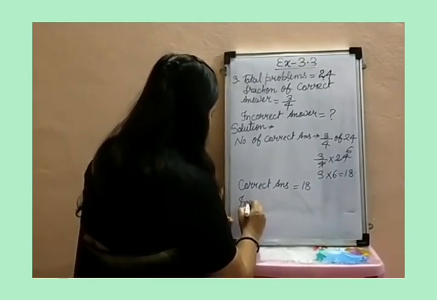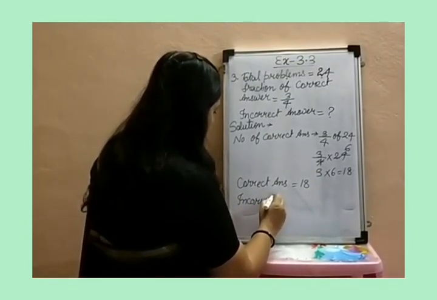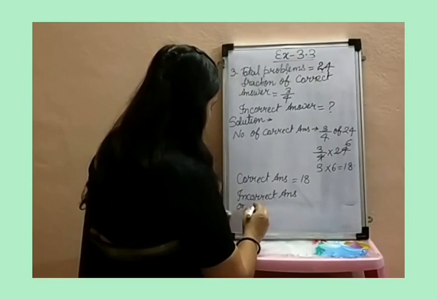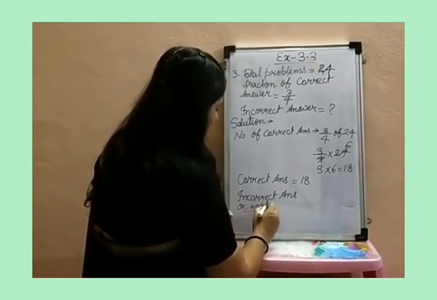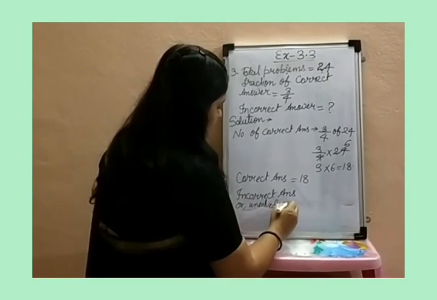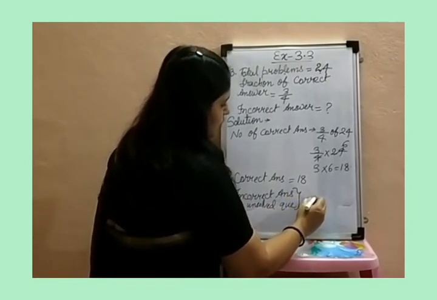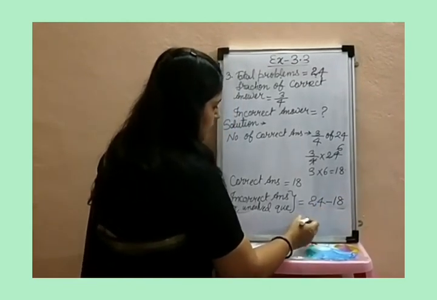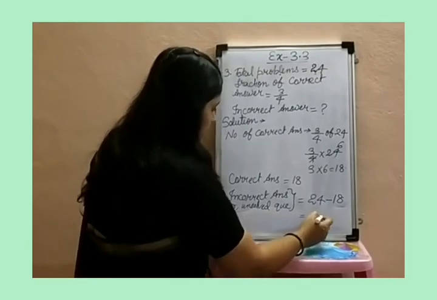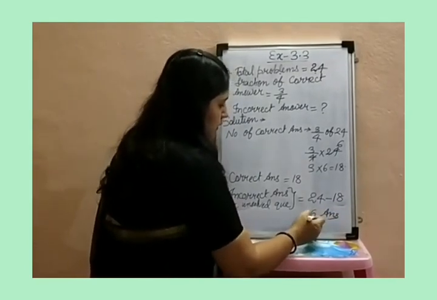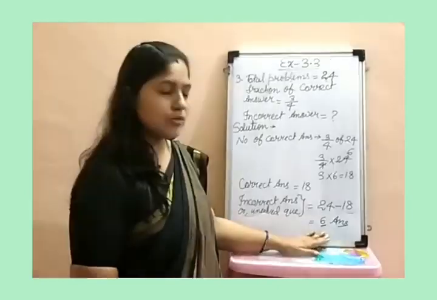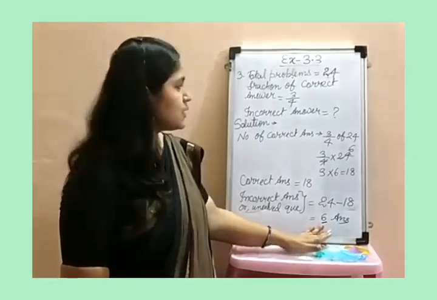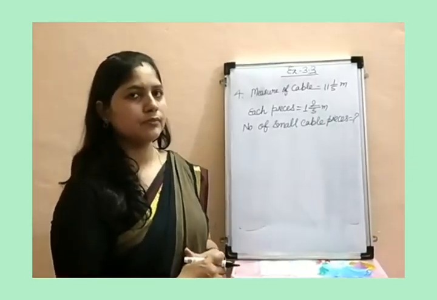Now the incorrect answers, or unsolved questions, is equal to the total number of questions, 24, minus correct answers, 18, which is 6. This is the answer. 6 questions Raju didn't solve, so the number of incorrect answers is 6. Let's do the next question.